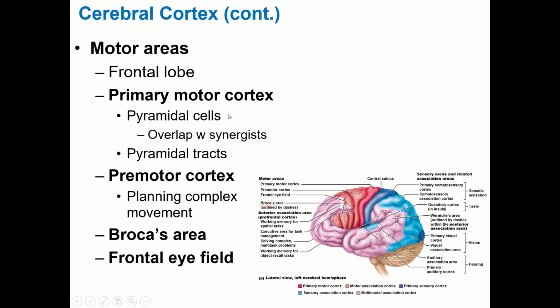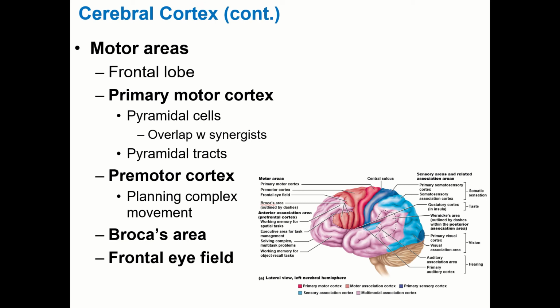Those pyramidal cells, as we'll see in a little bit, not only go down the cord, but they also synapse with other parts of the brain. They synapse with a part of the cerebral hemisphere called the basal ganglia, and the basal ganglia is going to be responsible for refining or controlling movement. We'll talk about its role in a second. So the pyramidal cells synapse there in the basal ganglia.